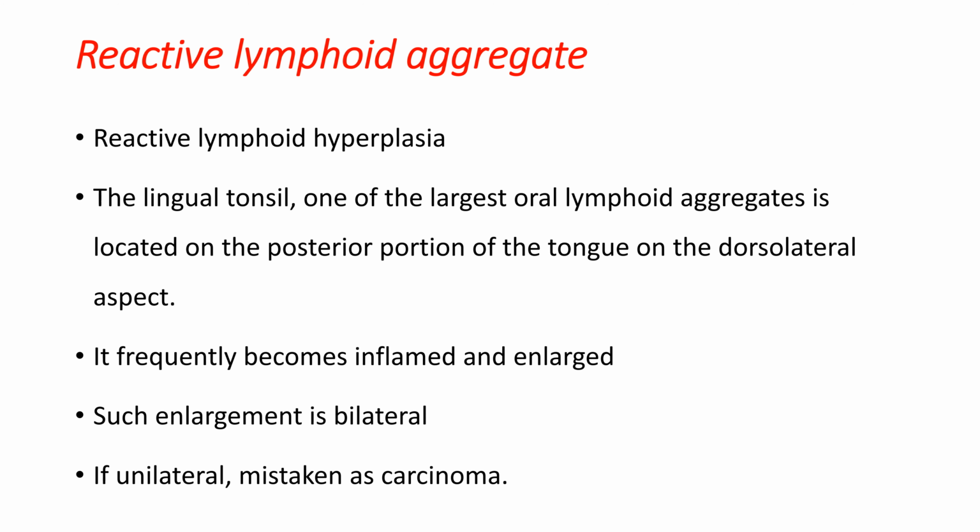First is reactive lymphoid aggregate, which is also known as reactive lymphoid hyperplasia. The lingual tonsil, one of the largest oral lymphoid aggregates, is located on the posterior portion of the tongue on the dorsolateral aspect. It is typically surrounded by a crypt which is lined by stratified squamous epithelium. The tonsil frequently becomes inflamed and enlarged so that it is clinically evident.